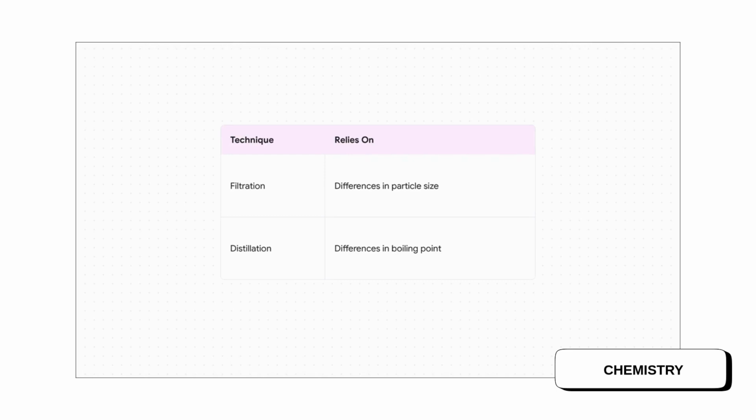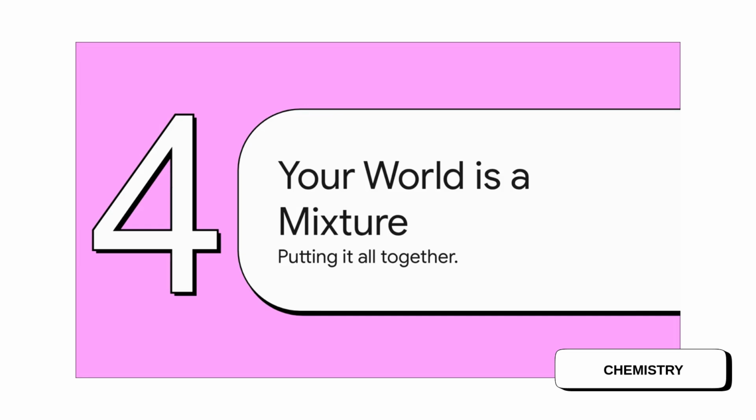So just to recap the separation science really quickly. Filtration works because of differences in particle size. The big solids can't get through the filter. And distillation works because of differences in boiling point. One substance turns into a gas while the other one gets left behind. So when you start to understand these concepts, you see that nearly everything we deal with every single day is some kind of mixture. And we use these ideas of separation all the time, a lot of times without even realizing it.